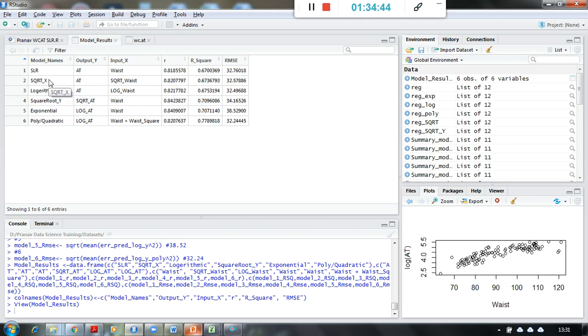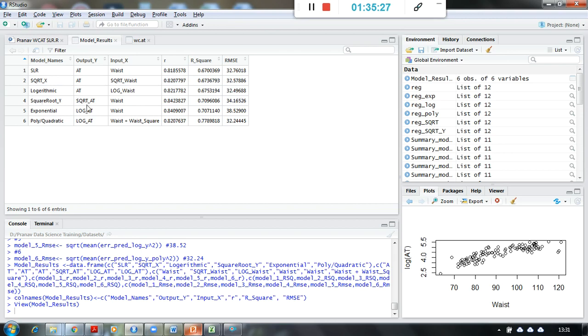In the second model we took the square root on x and kept our y as it is. We took the square root on waist, and this was the r value we got. This is the r square value, which has clearly improved, and the RMSE has reduced, so the error has reduced. In the logarithmic model, we kept y as it is and took a log on waist. This is the small r value we got, which has improved further, and the r square value has increased from the earlier model, while the RMSE has reduced.